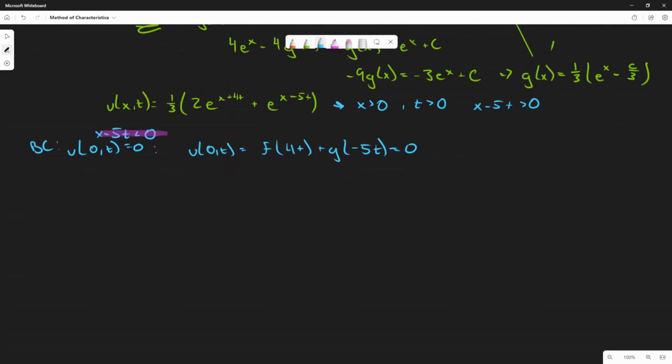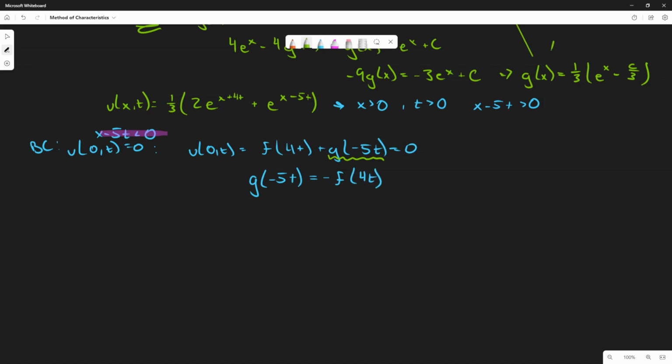Well, since we're looking for the x minus 5t being negative, we'll want to start playing around with the function of g of negative 5t. So what we're going to do is rewrite what g of negative 5t is equal to, and it's just literally subtracting both sides by f of 4t. So we end up getting that g of negative 5t is equal to negative f of 4t.